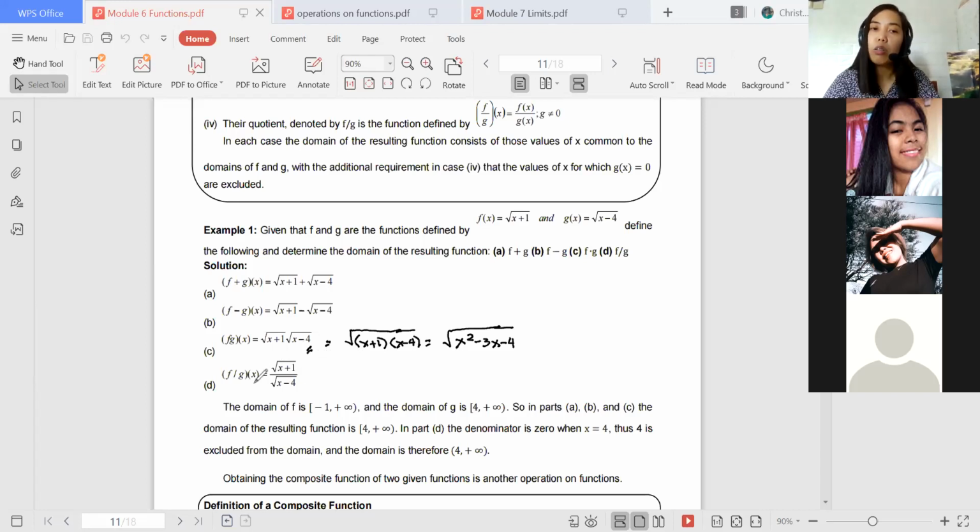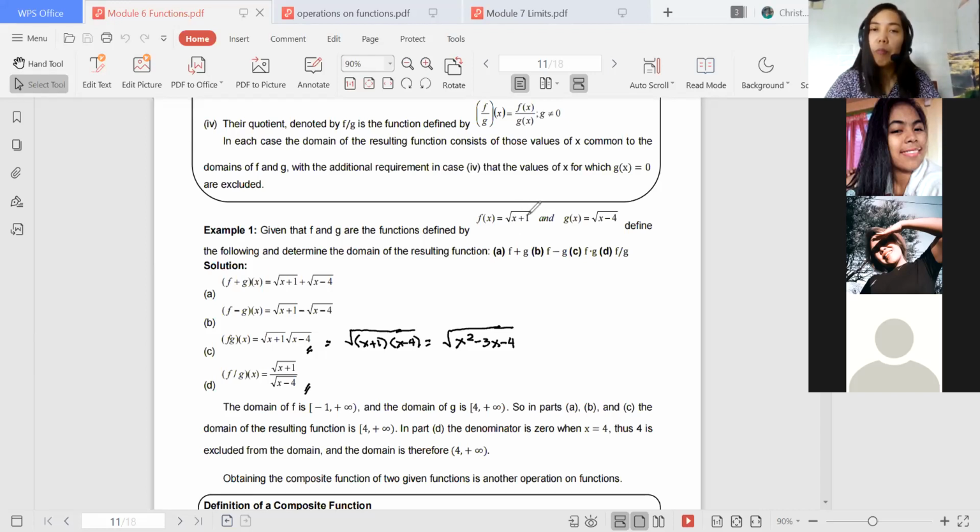So dito kasi sa f divided by g means f of x divided by g of x. So f of x, which is square root of x plus 1, divided by square root of x minus 4. This is now the answer. Di ba sa algebra, ang gagawin natin, mag-rationalize tayo. Pero ang goal lang natin dito ay eto na yon. Okay? So the domain of f, when we get this is a square root function.